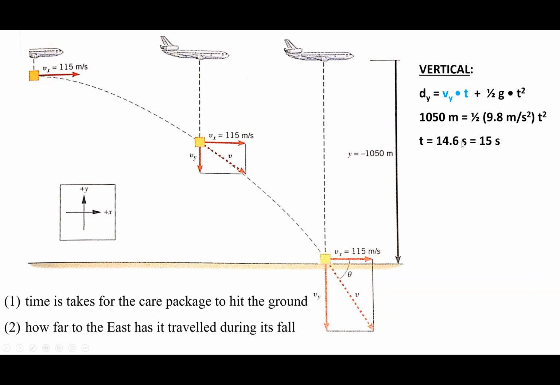Now we know the time, and the amount of time it's falling vertically is the same as the amount of time it's moving horizontally. So horizontally, we know the speed was 115, and now we know it was falling for 15 seconds. So horizontally, distance equals rate times time. There is no acceleration for horizontal movement, so we don't have to use the original kinematics equations. We can just use the simple distance equals rate times time. The velocity is 115, and the time is 15 seconds. So it would travel 1,700 meters.